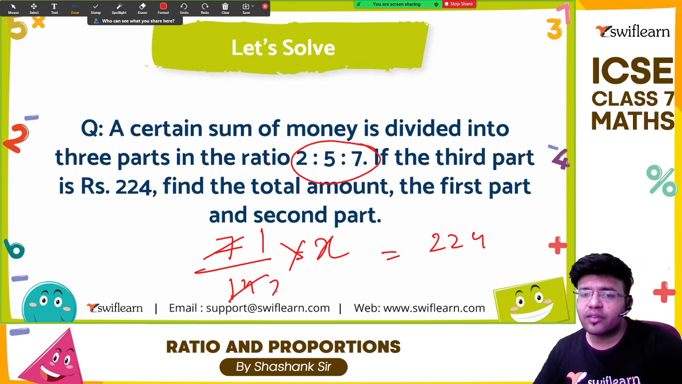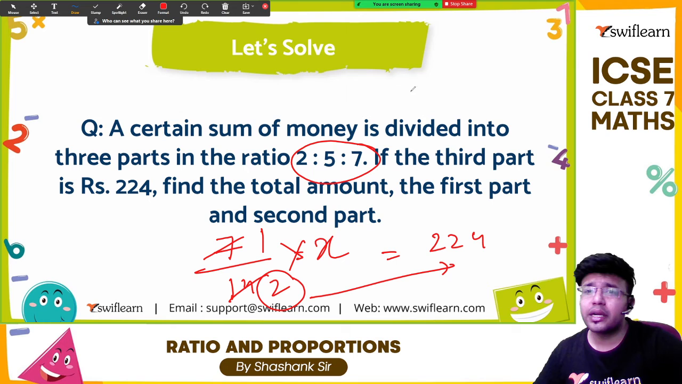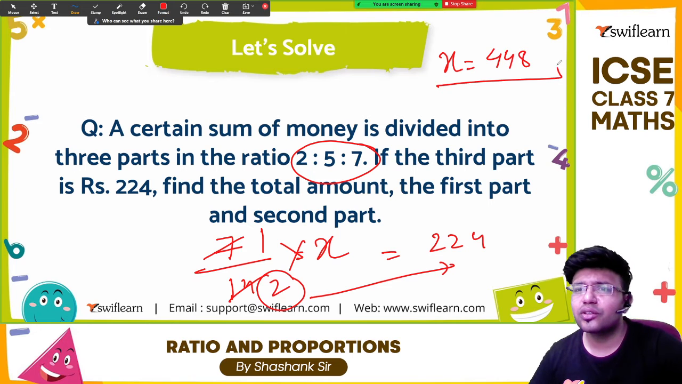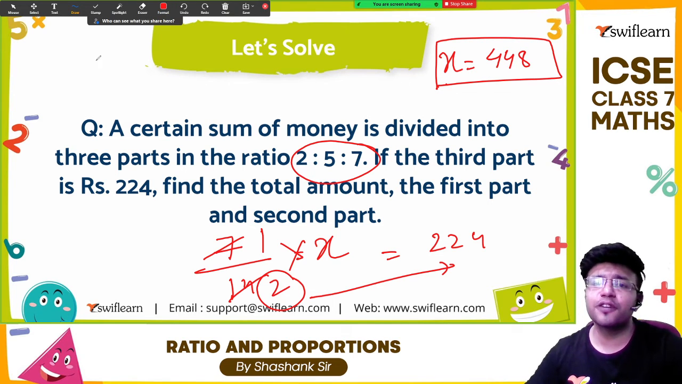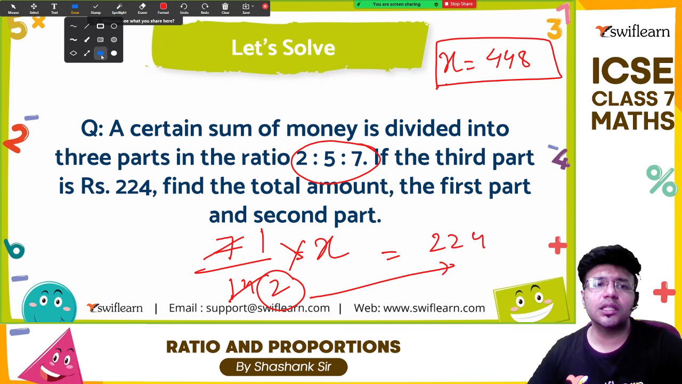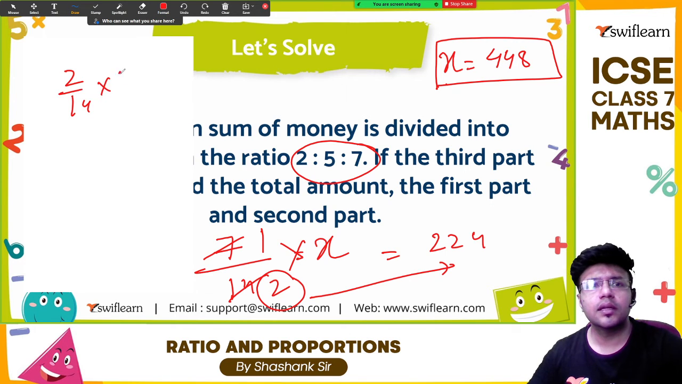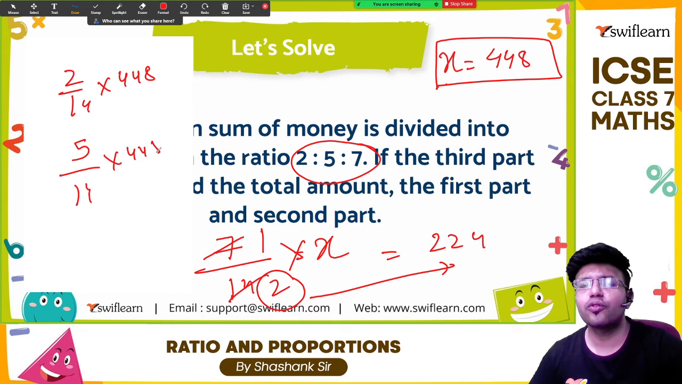7 ones are 7, 7 twos are 14. Now this is divided by 2. If it goes there, it becomes multiply by 2. So x is equal to 224 into 2, which is 448. So the total amount of money is 448. How much is the first part? The first part is 2 units, which is 2 by 14 into 448. Okay, and the second part is 5 by 14 into 448.